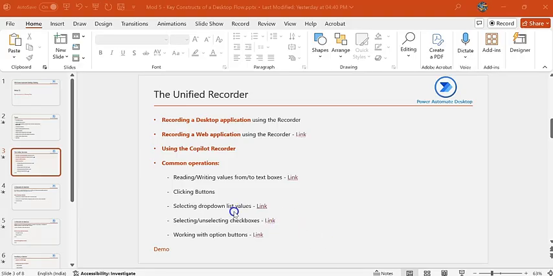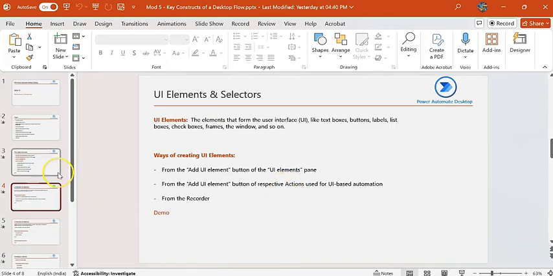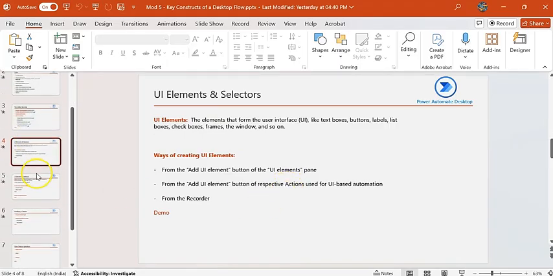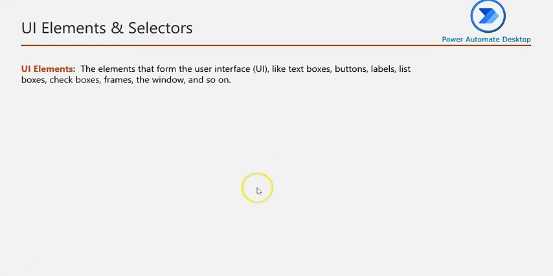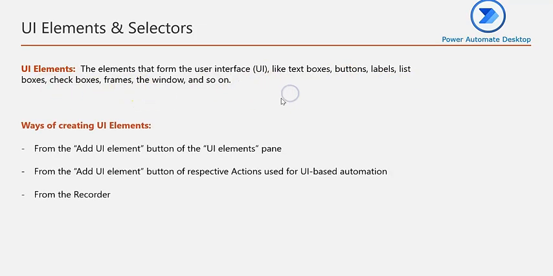What's next? We have finished with the major controls. Now speaking of UI elements and selectors. Okay. What are UI elements? They are user interface elements like the ones we saw: text boxes, buttons, labels, list, checkboxes, frames, window, and so on.